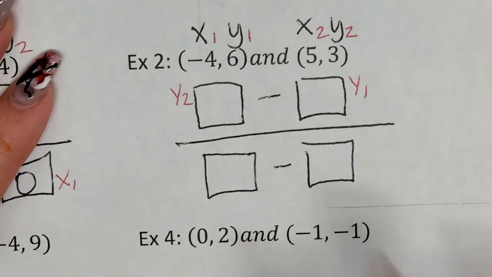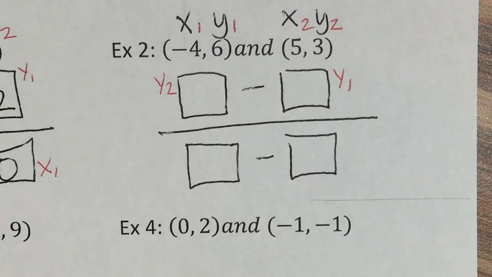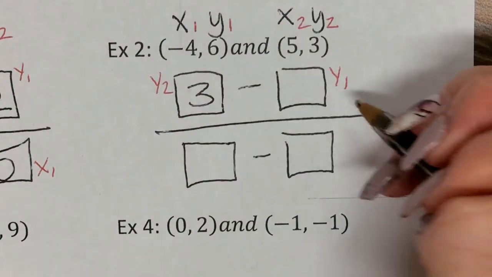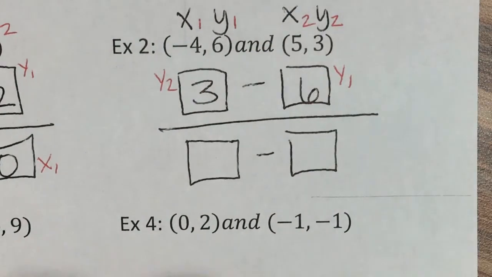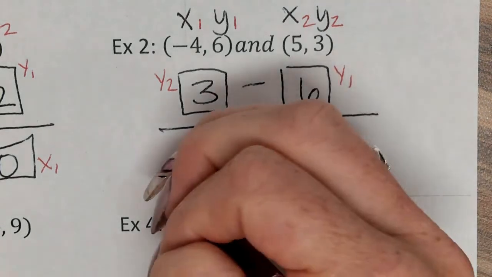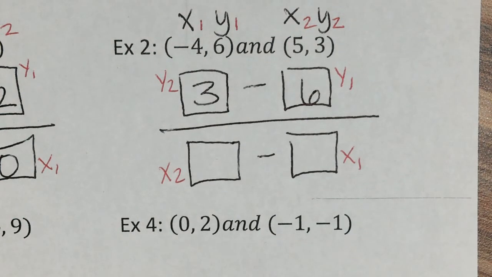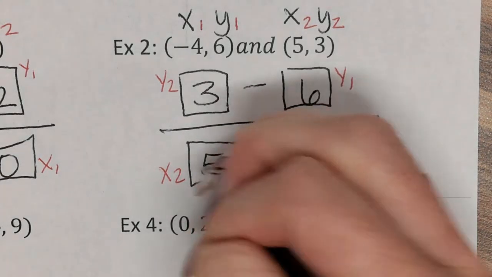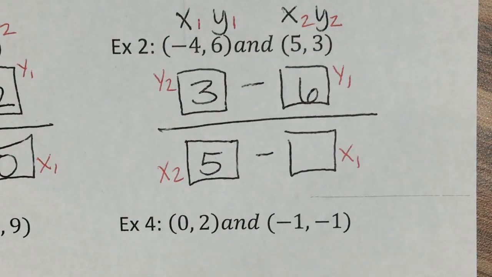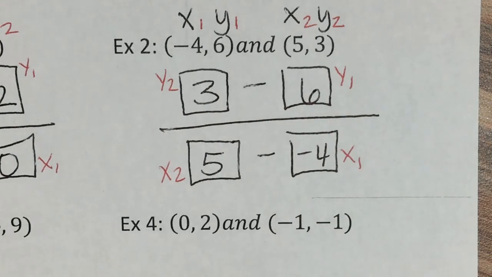Yes? Okay, what did I label Y2? 3. What did I label Y1? 6. Good. The formula says X2 goes here, X1 goes here. What did I label X2? 5. And what did I label X1? Don't say 4. Negative 4. Thank you. When you type that in your calculator, you have to type it exactly how you see it.